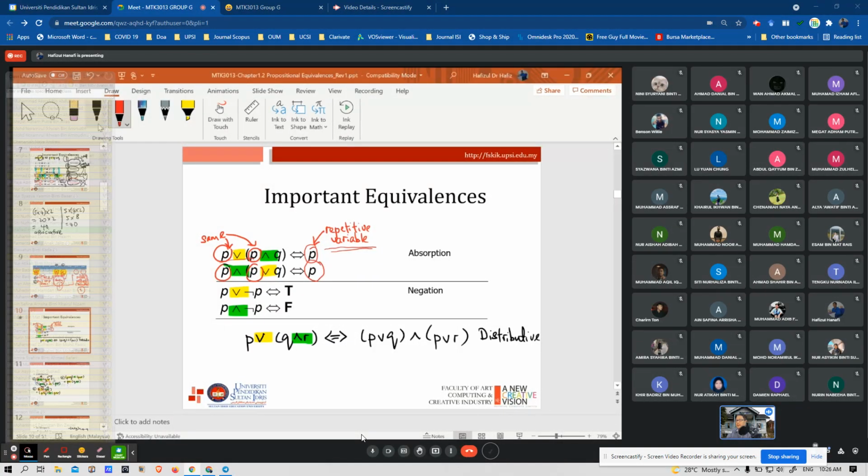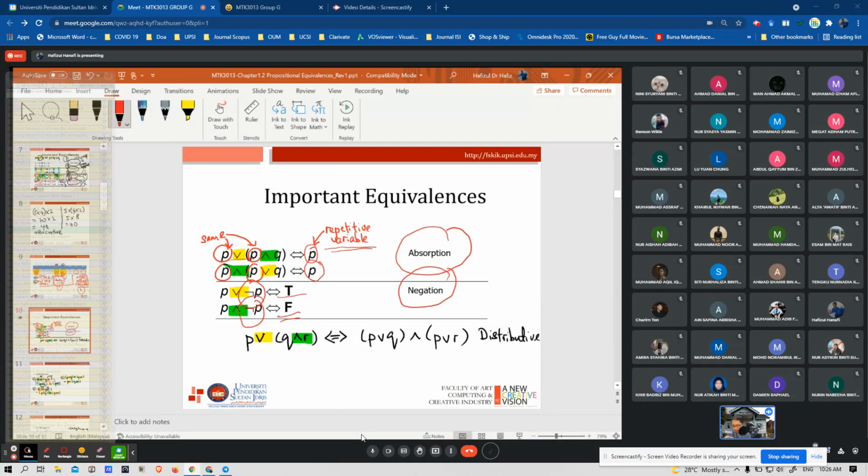And then the second one is negation. And we negate, we just put the negation. Okay, this one is true. The second one is false because we negate the P, P and or P or. Okay, this one is negation and absorption.